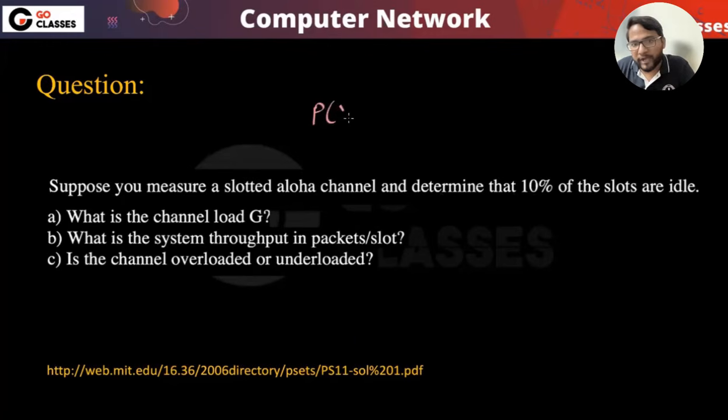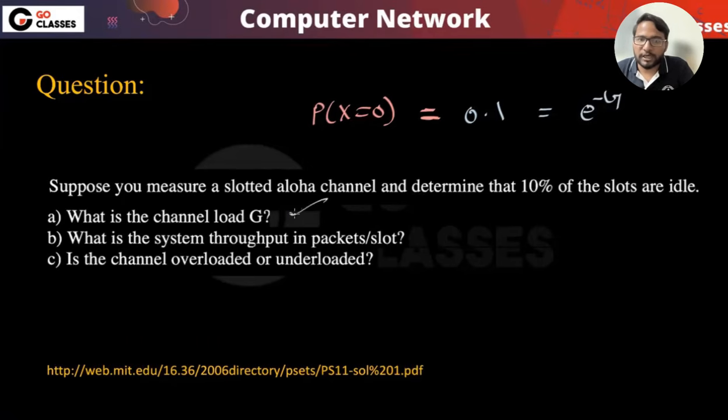That the probability of X being 0 is given. By looking at this line, what is the probability of X being 0? This is 0.1, because they are saying 10% of slots are idle. If you remember, it was e power minus G. So e power minus G is given to you, which means indirectly G is given.